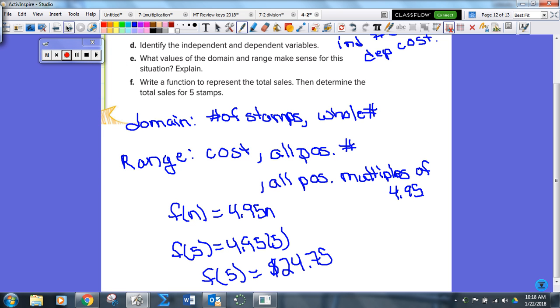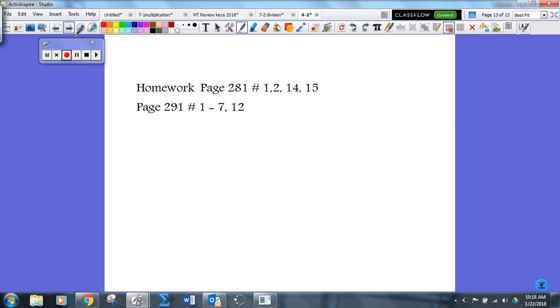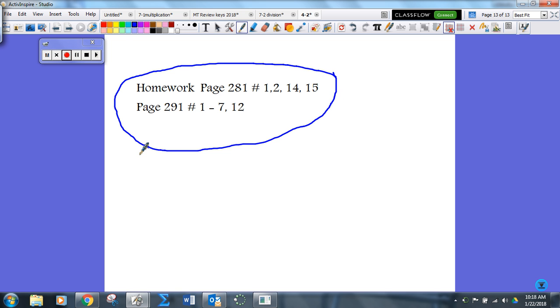Again, if you need to pause anything, please do that. Here's your homework. You may now begin working on your homework. I will check all the missing work and go over the answers tomorrow in class.